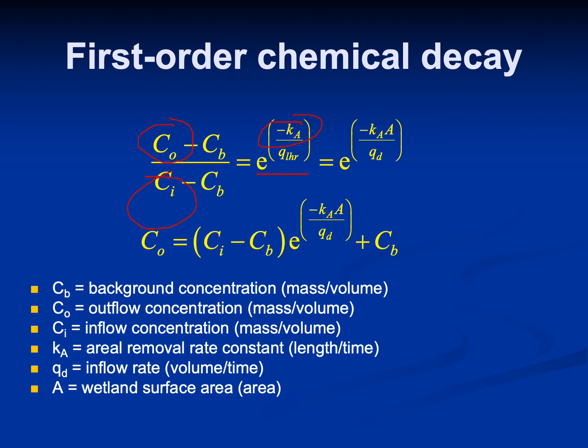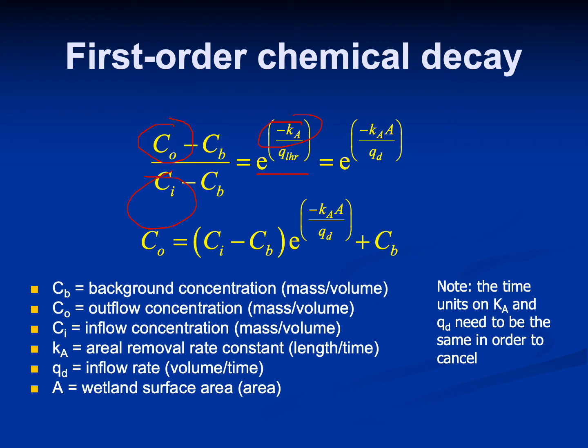The background concentration, Cb, recognizes that some chemical contaminants are naturally occurring, and it is not possible for a wetland to reduce the concentration below this background rate. Note the time units on Ka and Qd, the daily inflow rate, need to be the same in order to cancel, as you can see in this ratio here, or in this ratio here.